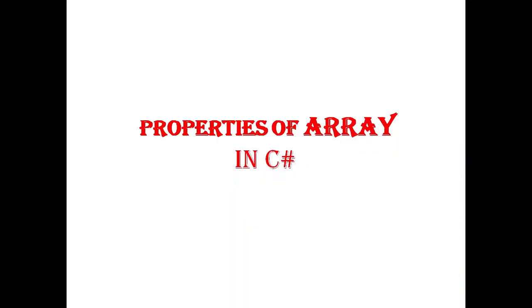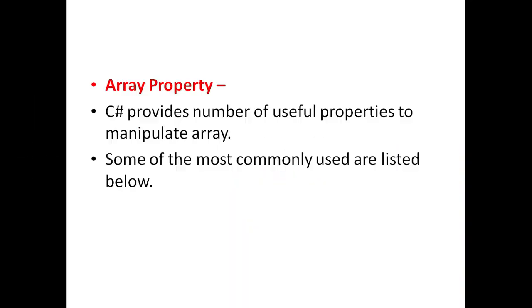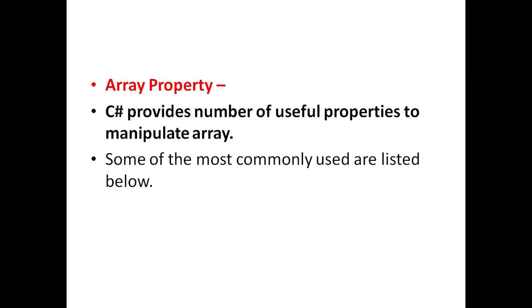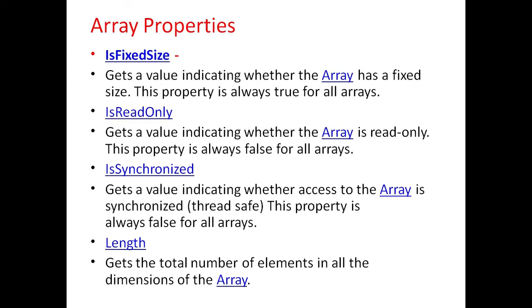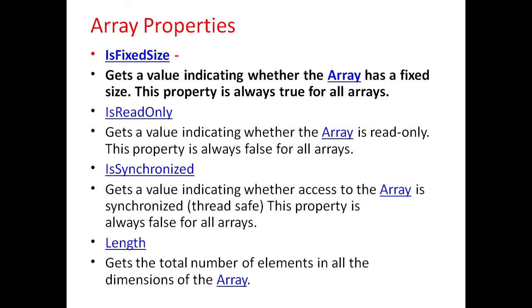Here we will see properties of array in C#. C# provides a number of useful properties to manipulate the array. Some of the most commonly used are listed below. First is fixed size. This property gets a value indicating whether the array has fixed size. This property is always true for all types of arrays.